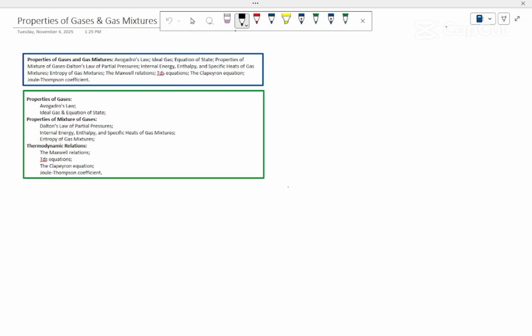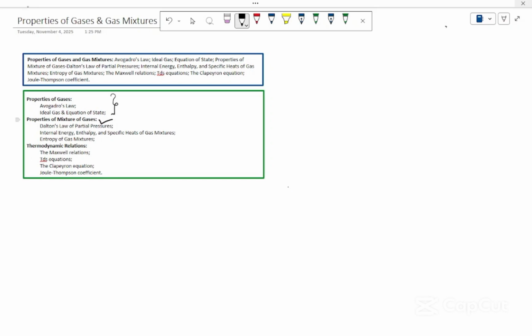Good afternoon, students. In this lecture, we are going to see the topic of properties of gases and gas mixtures. In order to see the topic of gas mixtures, first we should understand what the properties of gases are. Then we go to the point of properties of gas mixtures.